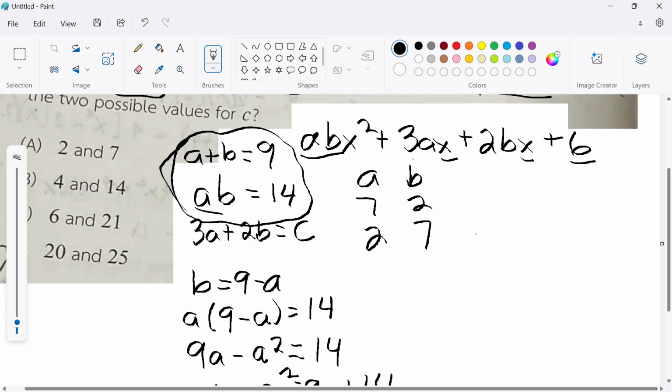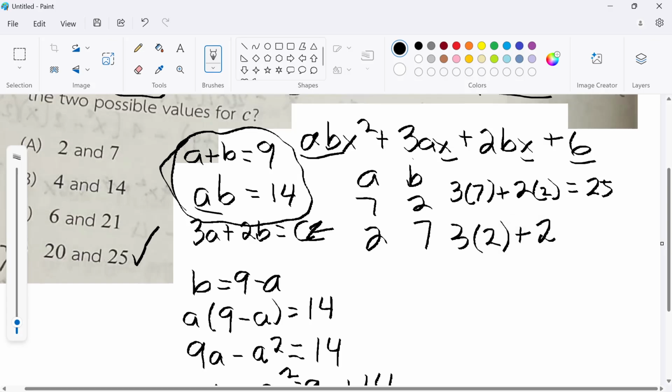So we've got a and b. And I can plug them in here to see what c could be. c is 3a, 3 times 7, plus 2 times 2, which is 21 plus 4, 25. Which one has 25? Only D does, so D must be the answer. And then this is 3 times 2, 3 times a, plus 2 times b, 2 times 7, equals 6 plus 14, which is 20. And that again verifies that the answer is D.